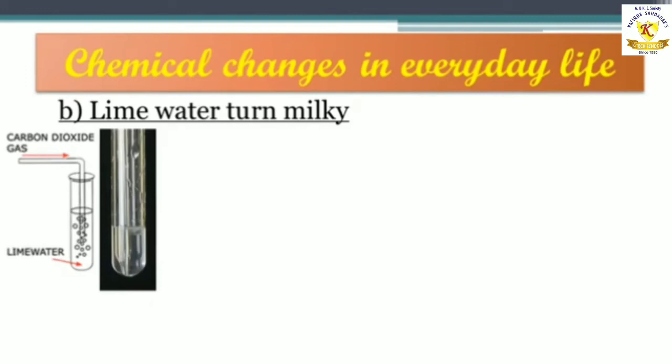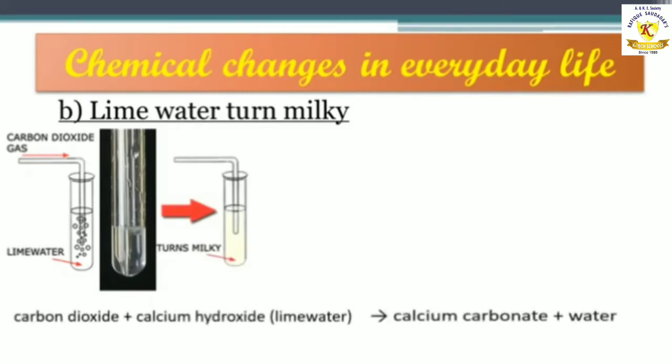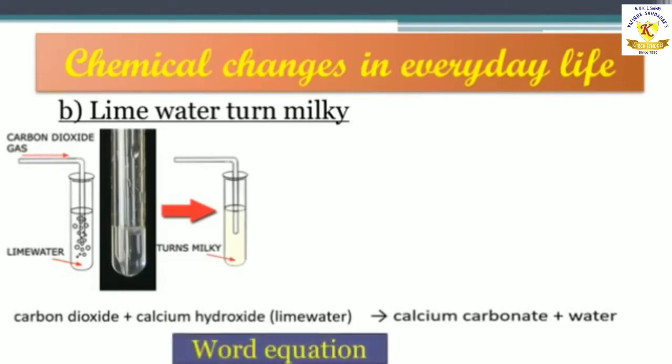So what is seen after some time, children? Did the color of the lime water turn milky? Yes. After some time, you will find out that a white insoluble solid settles at the bottom of the test tube. This is the precipitate of the calcium carbonate. And the word equation would be carbon dioxide plus calcium hydroxide, that is lime water, gives us calcium carbonate plus water.